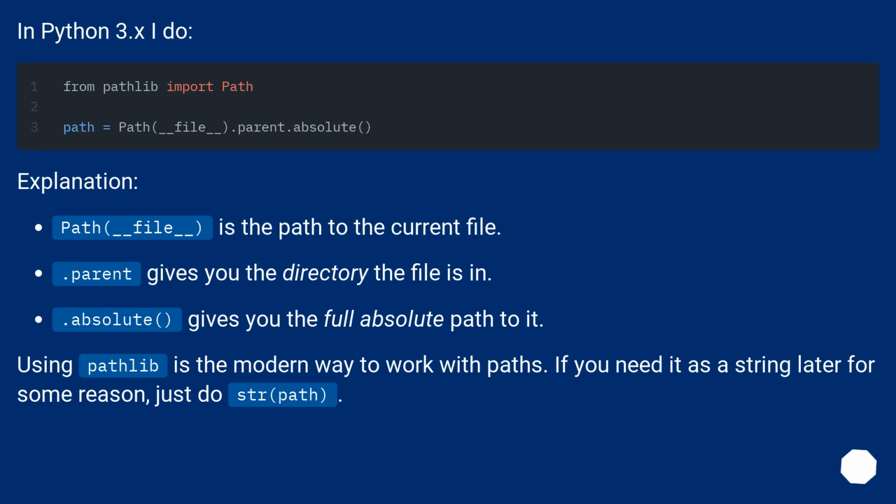In Python 3.x I do. Explanation: Path(__file__) is the path to the current file. .parent gives you the directory the file is in. .absolute() gives you the full absolute path to it. Using pathlib is the modern way to work with paths. If you need it as a string later for some reason, just do str(path).